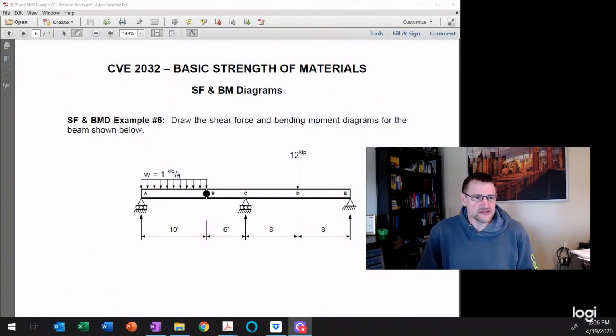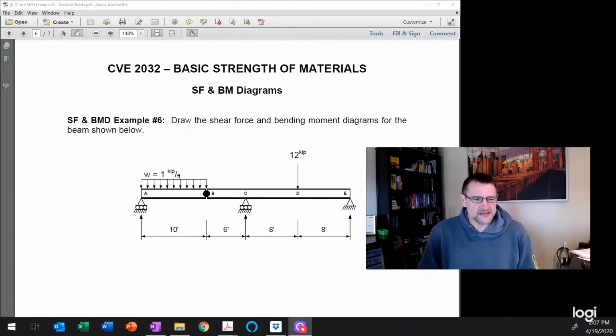Hello, this is shear force and bending moment example problem number 6. And like before, the goal of this example is to draw the shear force and bending moment diagram for the beam that's shown here. In this case, the beam has a distributed load over segment AB, and it has a point load acting at point D.